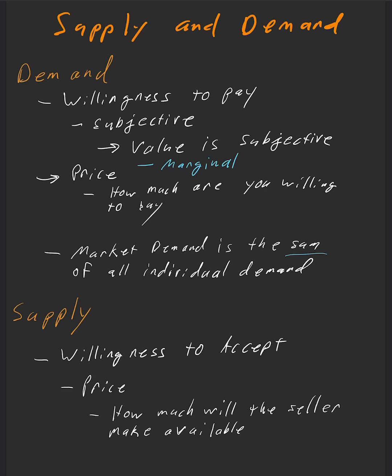So what is supply? Supply is the flip side of demand. It is the willingness to accept. So if I'm selling something, what price will I accept for this good? So both supply and demand are about the willingness to pay. Notice that I'm not talking about need. I'm not talking about anything, but do you have the capacity? You're both willing and able, right?